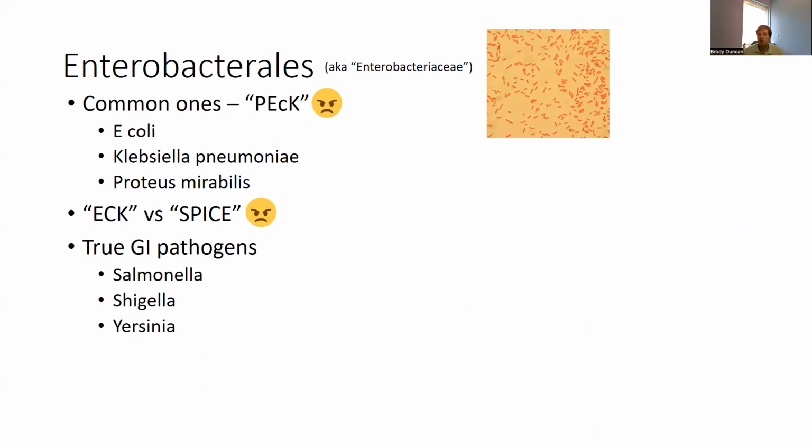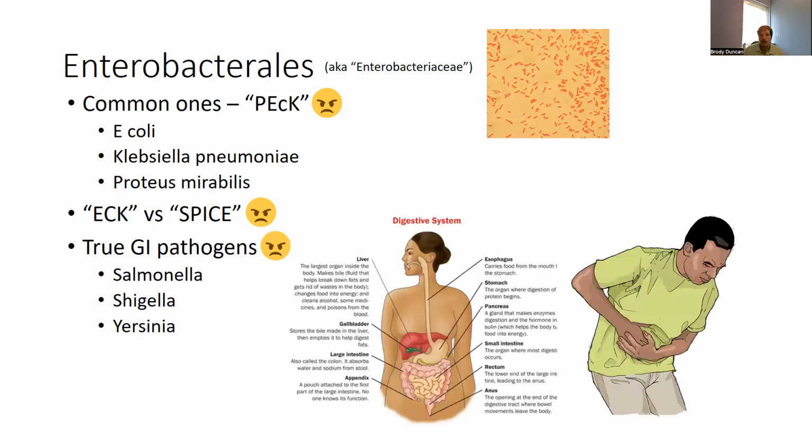So next we'll talk a bit about the true GI pathogens that are inside of Enterobacterales. So Salmonella, Shigella, and to a lesser extent Yersinia are cousins of E. coli and Klebsiella and Proteus, but they are nasty in a different way. When they get in the digestive system, they don't just sit there and hang out and be part of the normal flora, in a friendly way, the way that E. coli does. They actually cause pretty significant symptoms. Salmonella and Shigella and Yersinia cause diarrhea. They cause vomiting. They cause fevers. Some species and strains of these can actually cause really severe disease like typhoid fever, which does kill people.